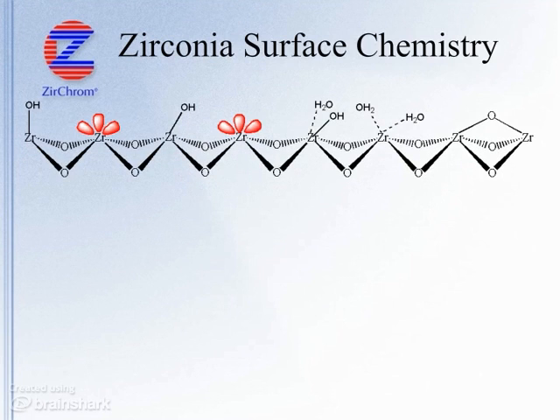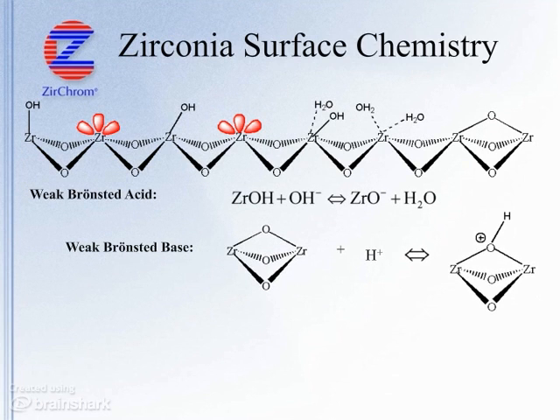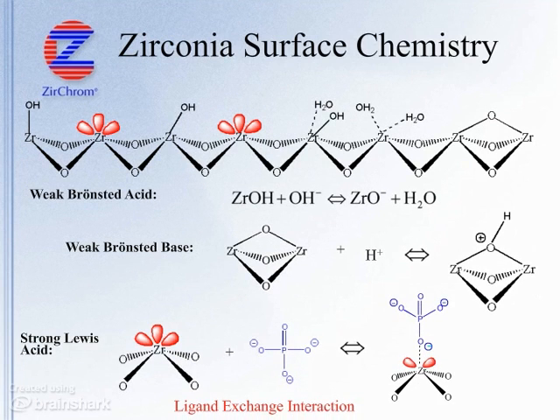The surface of zirconia has 3 types of sites, all highly reproducible and homogeneous. There are Bronsted acid sites, Bronsted base sites, and a large population of Lewis acid sites on the surface of zirconia.